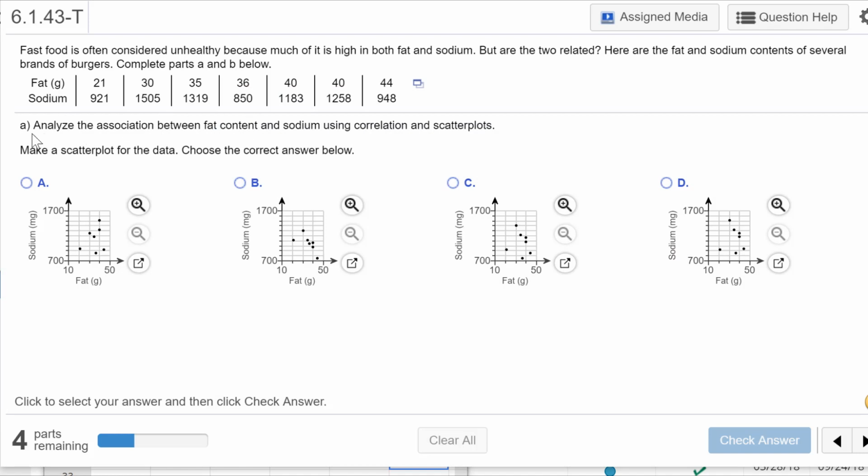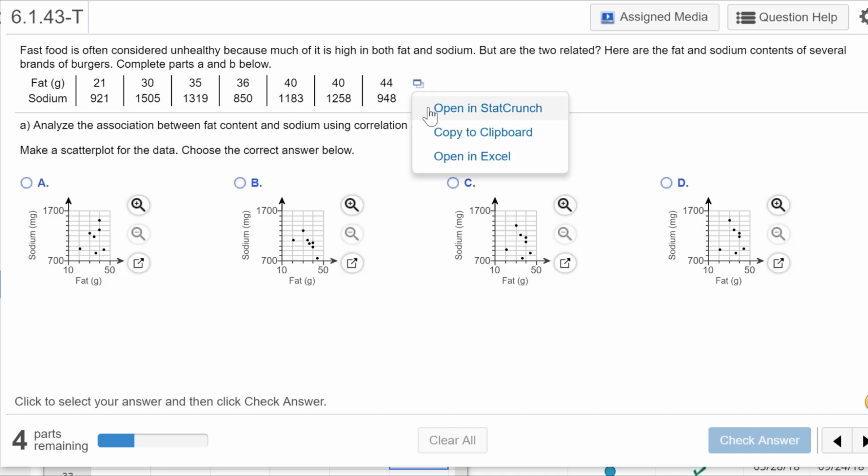Okay. So analyze the association between this. Fast food is often considered unhealthy because much of it is high in both fat and sodium. But are the two related? Here are the fat and sodium contents of several brands of burgers. Complete parts A and B. Okay, so we got fat and sodium.